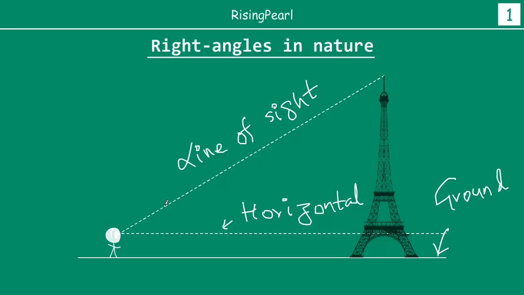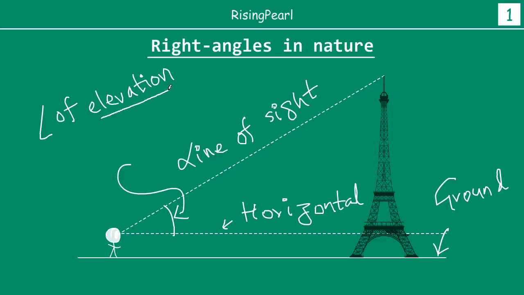Now the angle which is formed here, between the horizontal and the line of sight, has a name. This angle is called the angle of elevation. I'm writing it in short. That means whenever you are looking up in relation to the horizontal line, it is called the angle of elevation. If you were to write it completely, this will be the angle of elevation, right?